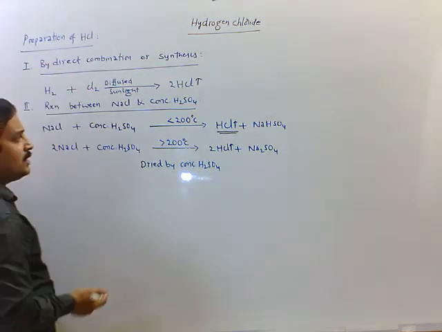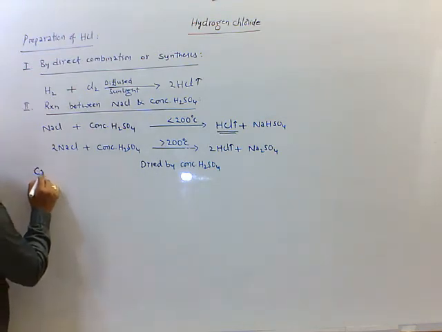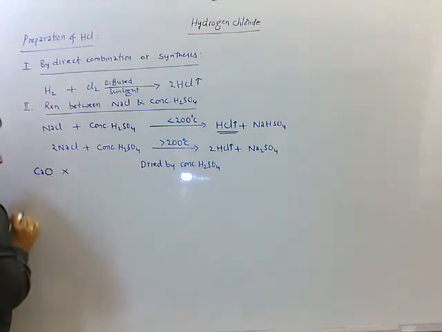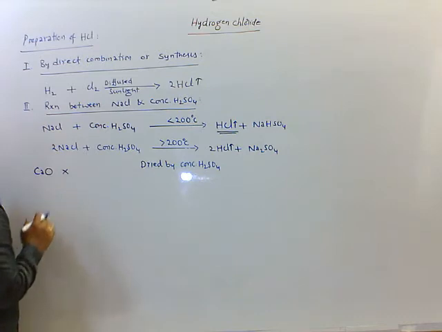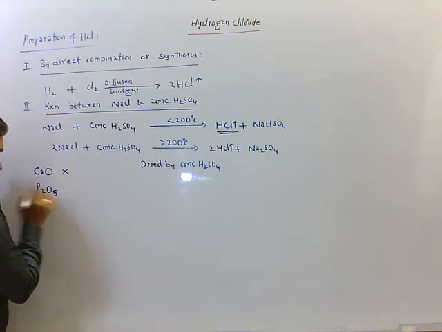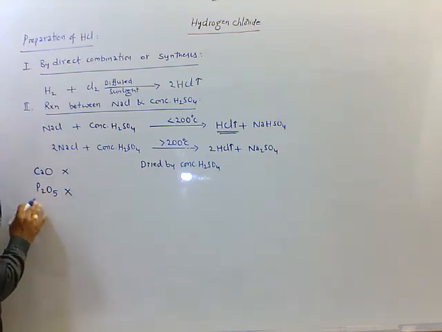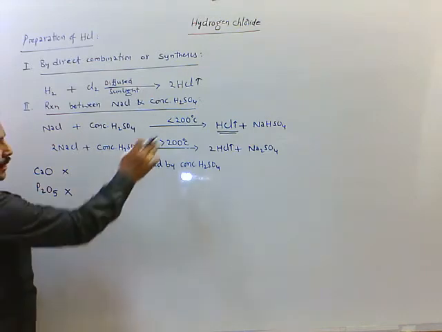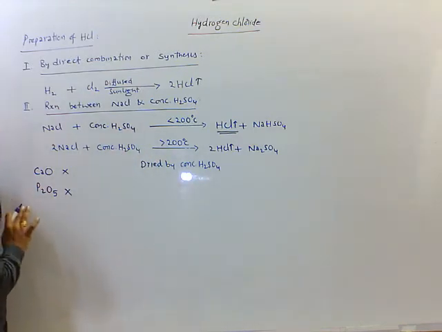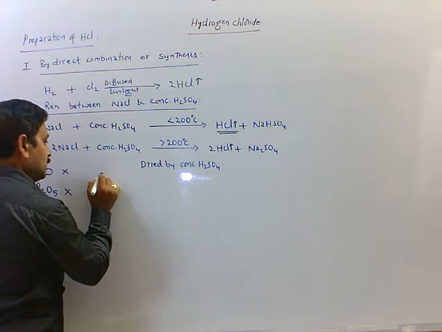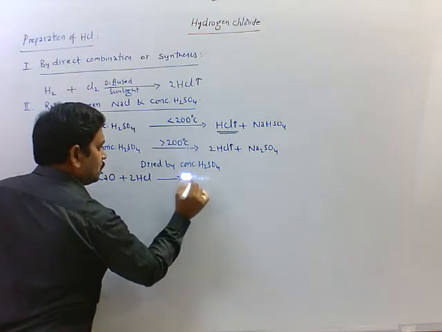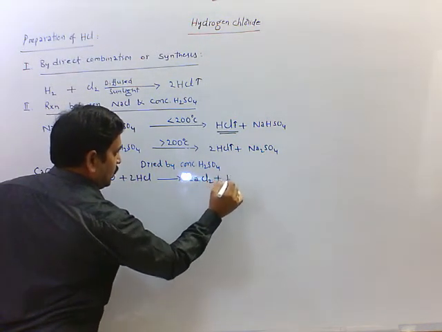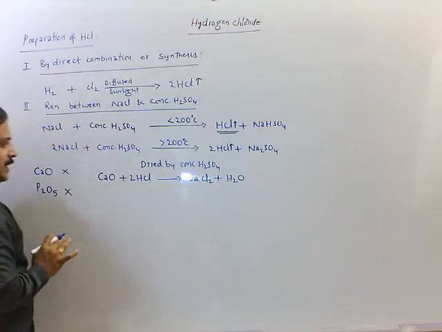Other drying agents are not used, such as calcium oxide. Why? Because this calcium oxide reacts with the formed hydrogen chloride, and also phosphorus pentoxide P2O5. These drying agents cannot be used in the purification of hydrogen chloride to remove the moisture, because some reactions take place here. Calcium oxide plus 2HCl gives CaCl2 plus H2O. This is the reaction that takes place.